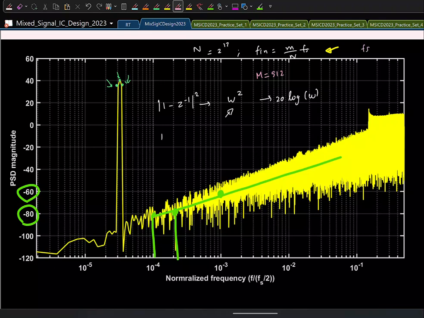If the sampling rate is FS, what is the signal bandwidth? FS by 2 is the Nyquist rate. One Mth of it is the actual thing, so it's 2 times 512. Okay. So here I plotted the normalized frequency, that is, this is 1. This means this is 1 times FS by 2. Okay. So my signal bandwidth is lying somewhere here. This is going to be FS by 1024.